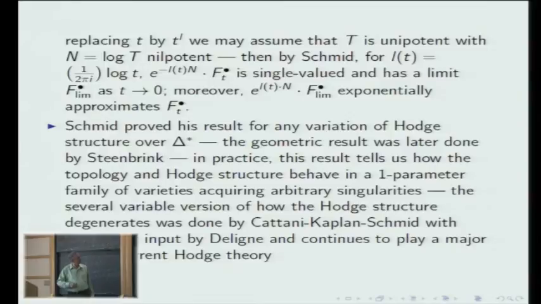So what Schmid proved was this result here: if you untwist the Hodge filtration, so you essentially identify all the cohomology of the smooth fibers with a fixed vector space, then you get a well-defined limit at the origin of the Hodge filtrations. Schmid proved it for any variation of Hodge structure. Steenbrink did it in the geometric case, and a several variable version was done by Cattani, Kaplan, and Schmid, with significant input, I think, from Deligne again.